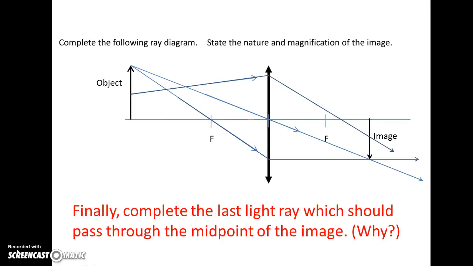Then for the last light ray, the light ray in this diagram that comes from the middle of the object should pass through the middle of the image. And for your question, there is a light ray that comes from the tail of the object. And so this light ray will pass through the tail of the image.